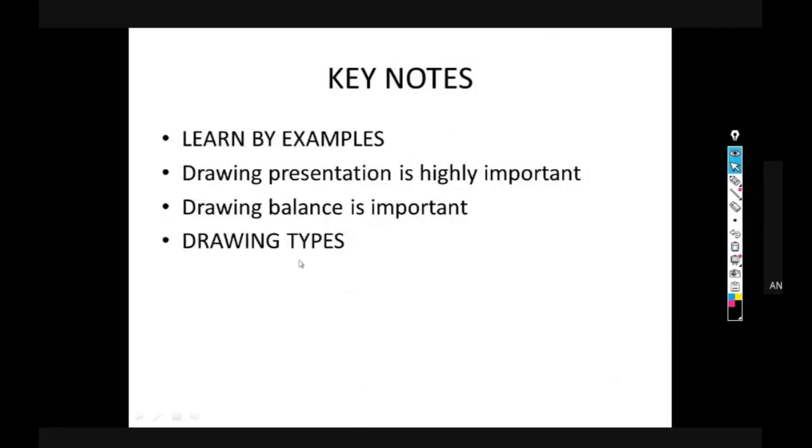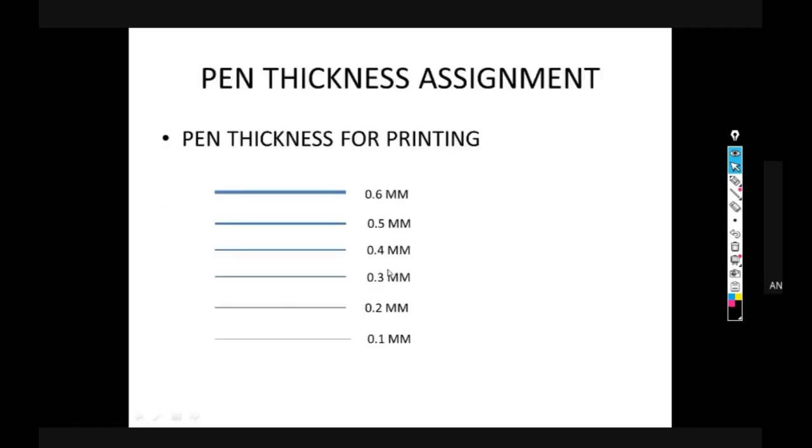And drawing types: there are different drawings, isometric drawings, then plans, elevations, sections, architectural drawings, structural drawings, mechanical drawings, and so on. Now, pen thickness. Has anybody really drawn drawings using the rotary ink pen previously in college or in practice? Yes.